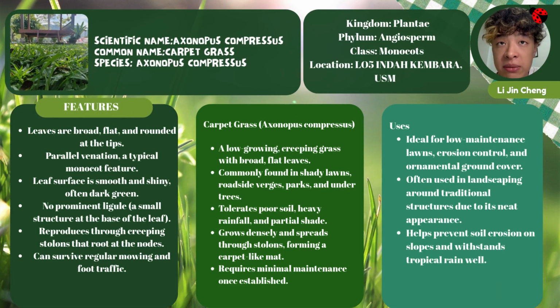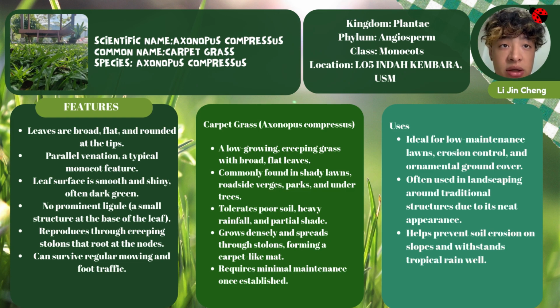Hello everyone, my name is Li Jinchen. My metric number is 233000181. And my kingdom is Plantae. My phylum is Angiosperms. My class is Monocots. And the scientific name is Axonopus compressus. And the common name is compact grass. The species is Axonopus compressus.